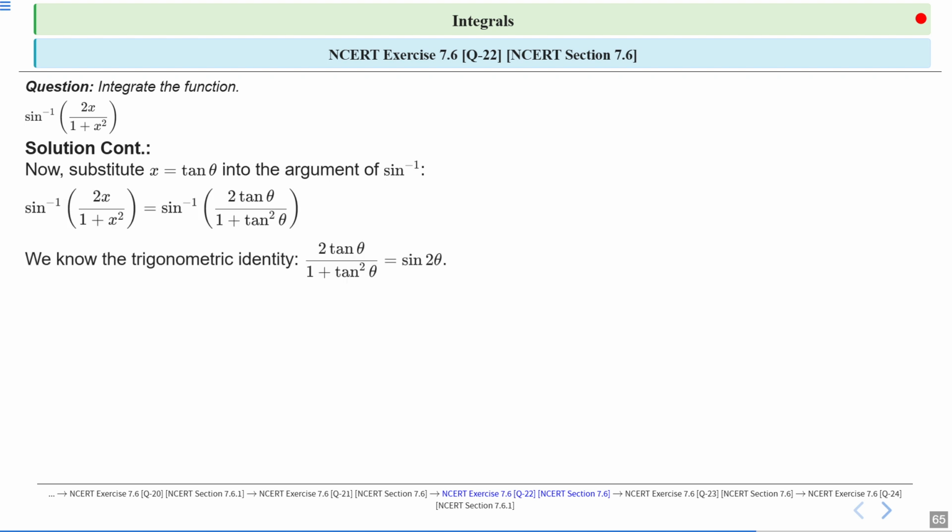Now substitute x equal to tan theta into the argument of sine inverse, that is, in place of x put tan theta. So sine inverse of 2 tan theta by 1 plus tan square theta. We know the trigonometric identity that 2 tan theta by 1 plus tan square theta is sine 2 theta. So the expression becomes sine inverse of sine 2 theta, for theta belongs to minus pi by 2 to pi by 2. So 2 theta belongs to minus pi to pi.